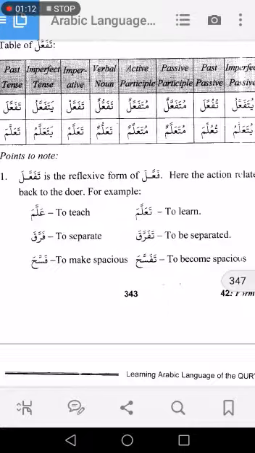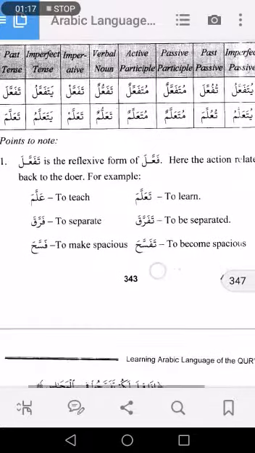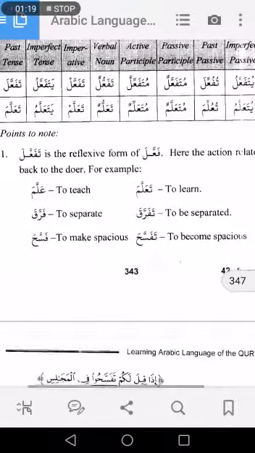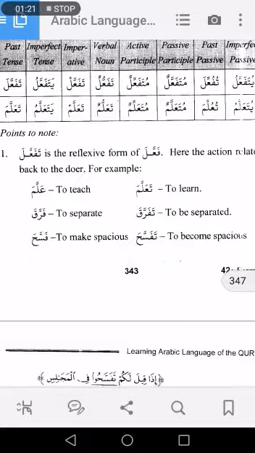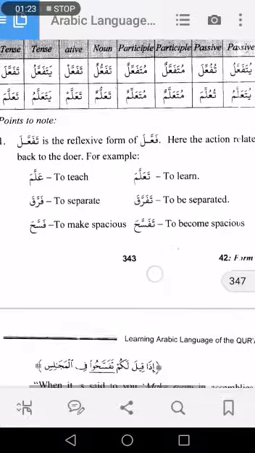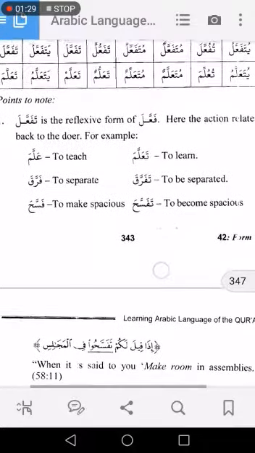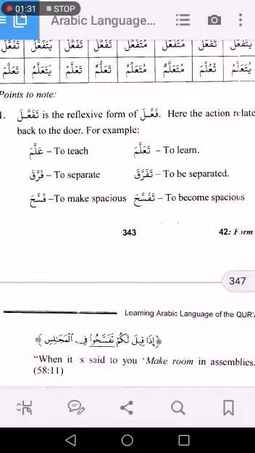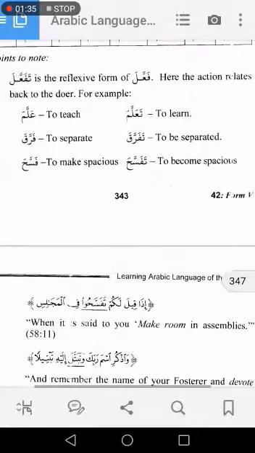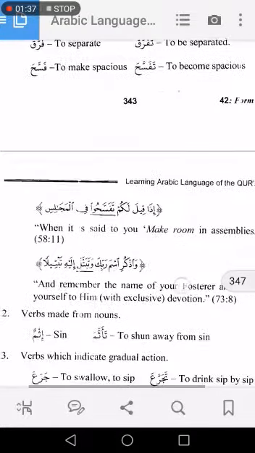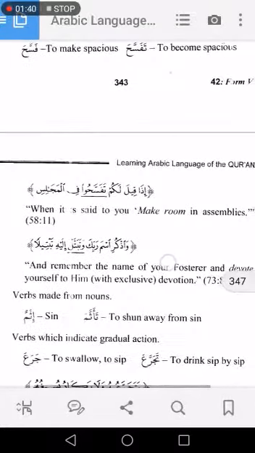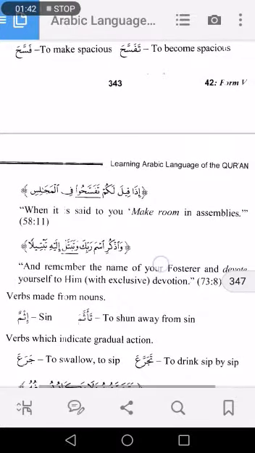Like for example, if you have allama meaning to teach, ta'allama is teaching your own self. And what do you mean by teaching your own self? How do you teach your own self? You have a different verb for that in English, which is known as to learn. Same way, farraqa means to separate, whereas tafarraqa means you yourself are getting separated, so to be separated. Fassaha means to make spacious. Tafassaha means to become spacious. The action is being done on your own self.